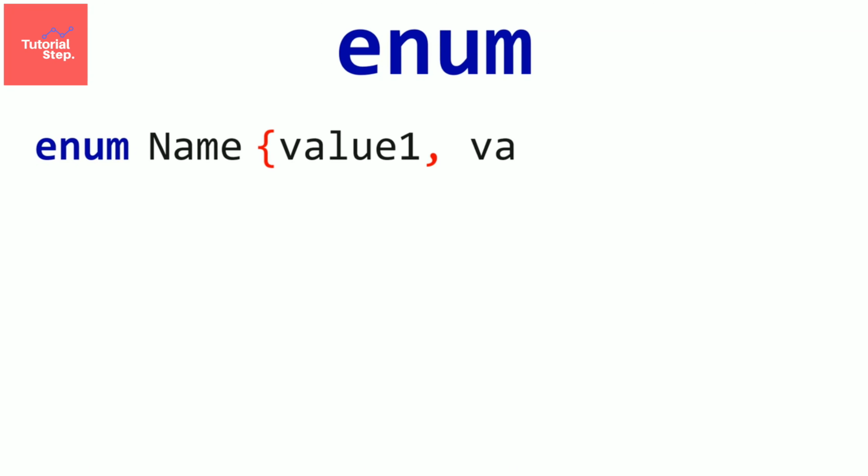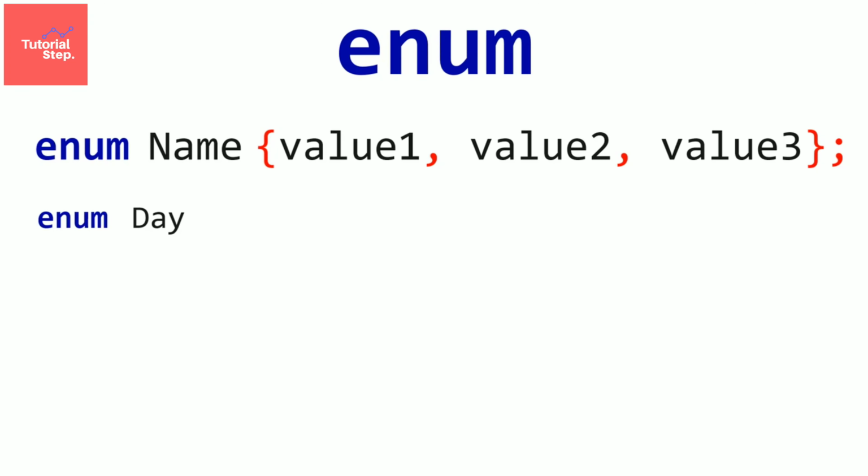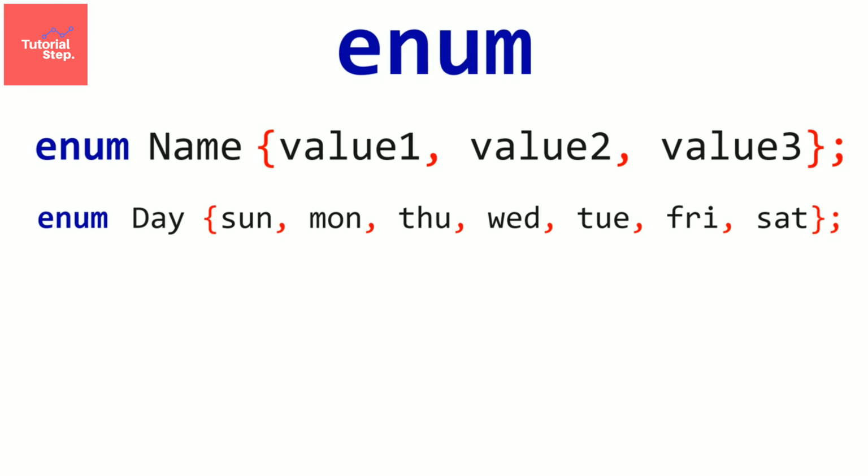Let's implement this example. The syntax of enum is, first we have the keyword enum, then we have the name, then between curly brackets we have the different possible values separated by commas. Let's now do our weekdays example. First we have the keyword enum, then the name, let's choose Day for example. It's better to capitalize the first letter of the enum name. And then we set the possible values between curly brackets separated by commas. So we have Sunday, Monday, Tuesday, Wednesday, Thursday, Friday, and Saturday.